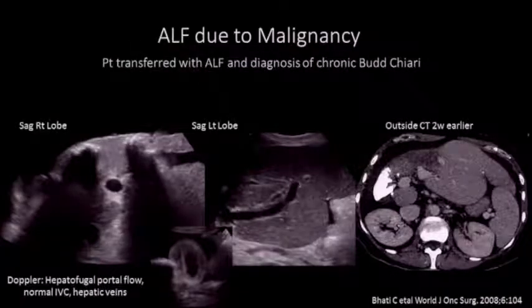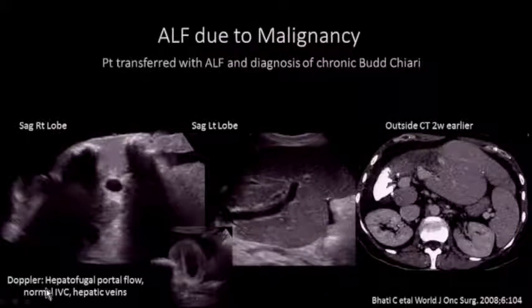Acute liver failure can occasionally be due to malignancy. This was an unusual case transferred to our hospital with the diagnosis of acute liver failure, which the patient was in clinically, and the other institution told us that the patient had chronic Budd-Chiari syndrome. This was our ultrasound, and we didn't find any findings of Budd-Chiari syndrome. There was hepatofugal flow in the portal vein, and the hepatic veins and the IVC were open.